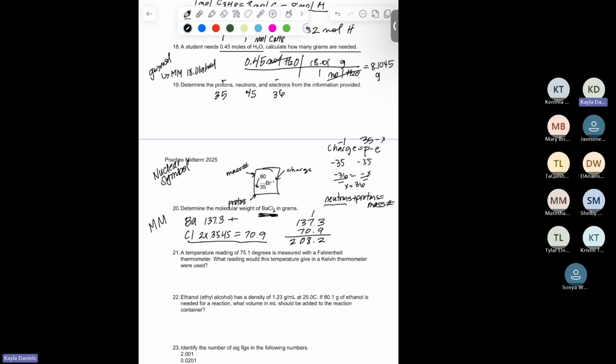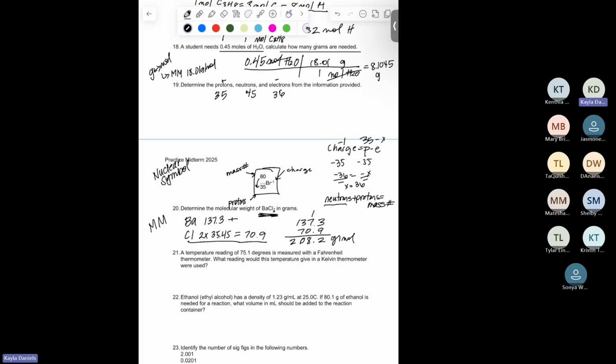Okay. So then you would circle whatever molar mass you got. All right, 21.